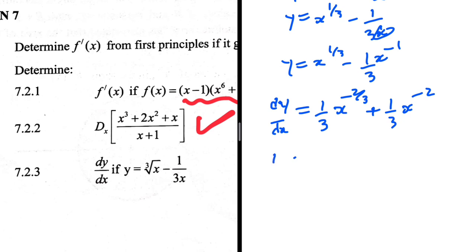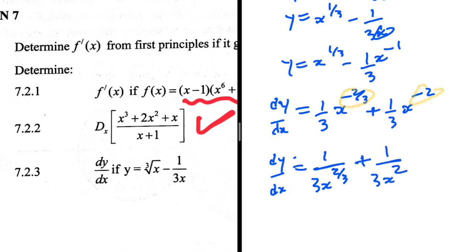It's not always nice to leave our powers with a negative sign, so let's leave those positive. How do we do that? We take it to the denominator. So this will be x to the 2 over 3. The sign changes just like when we move up. And then plus 1 over 3 x squared. There we go. Question 7.